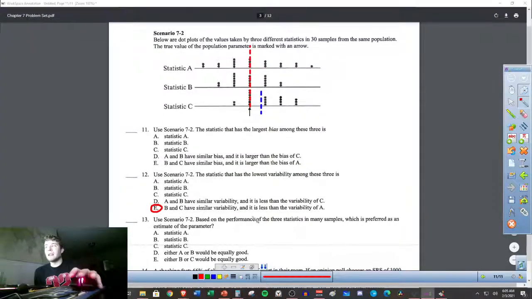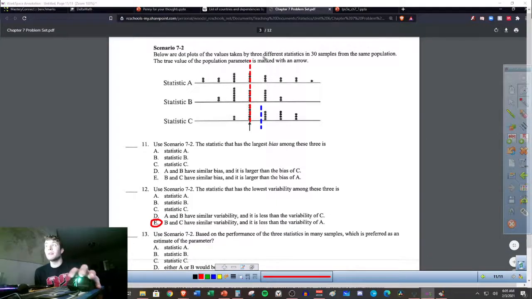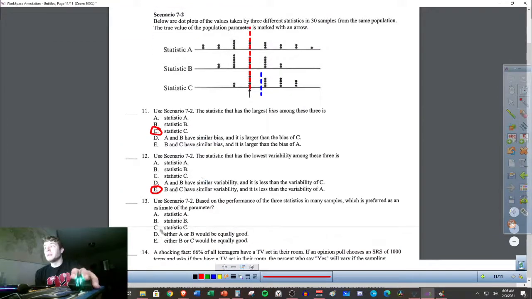Now, let's look at number 13. It says, based on the performance of the 3 statistics in many samples, which is preferred as an estimate of the parameter? So which sampling distribution is the best? Well, we want the one that is the least bias and the least spread. Both of those are important for these distributions, okay? Based on our answers to 11 and 12, by the way, 11 was C, has the highest bias, B is going to be the best estimate, okay? Statistic B is going to be the best estimate.